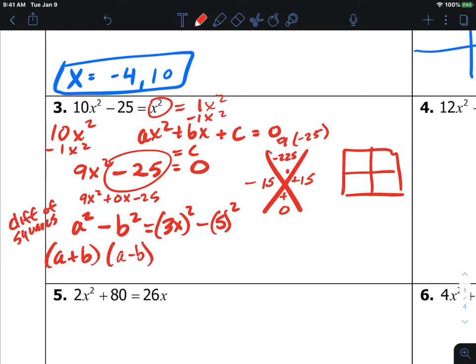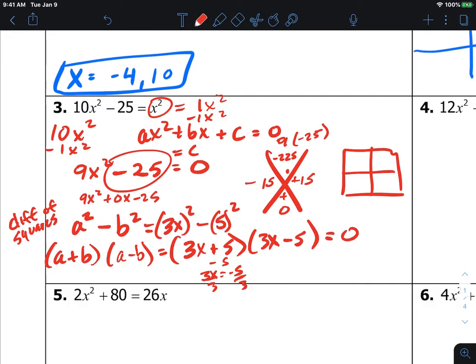All right, so that means this is going to be 3x plus 5 times 3x minus 5 set equal to 0. All right, so if I solve these, I'm going to subtract 5, right? And that would give me 3x equals negative 5. I would divide by 3. And on the other one, I get 3x minus 5 set equal to 0. I'd add 5, and I get 3x equals 5, divided by 3. And I get 5/3 and negative 5/3. So my x's are plus or minus 5/3.